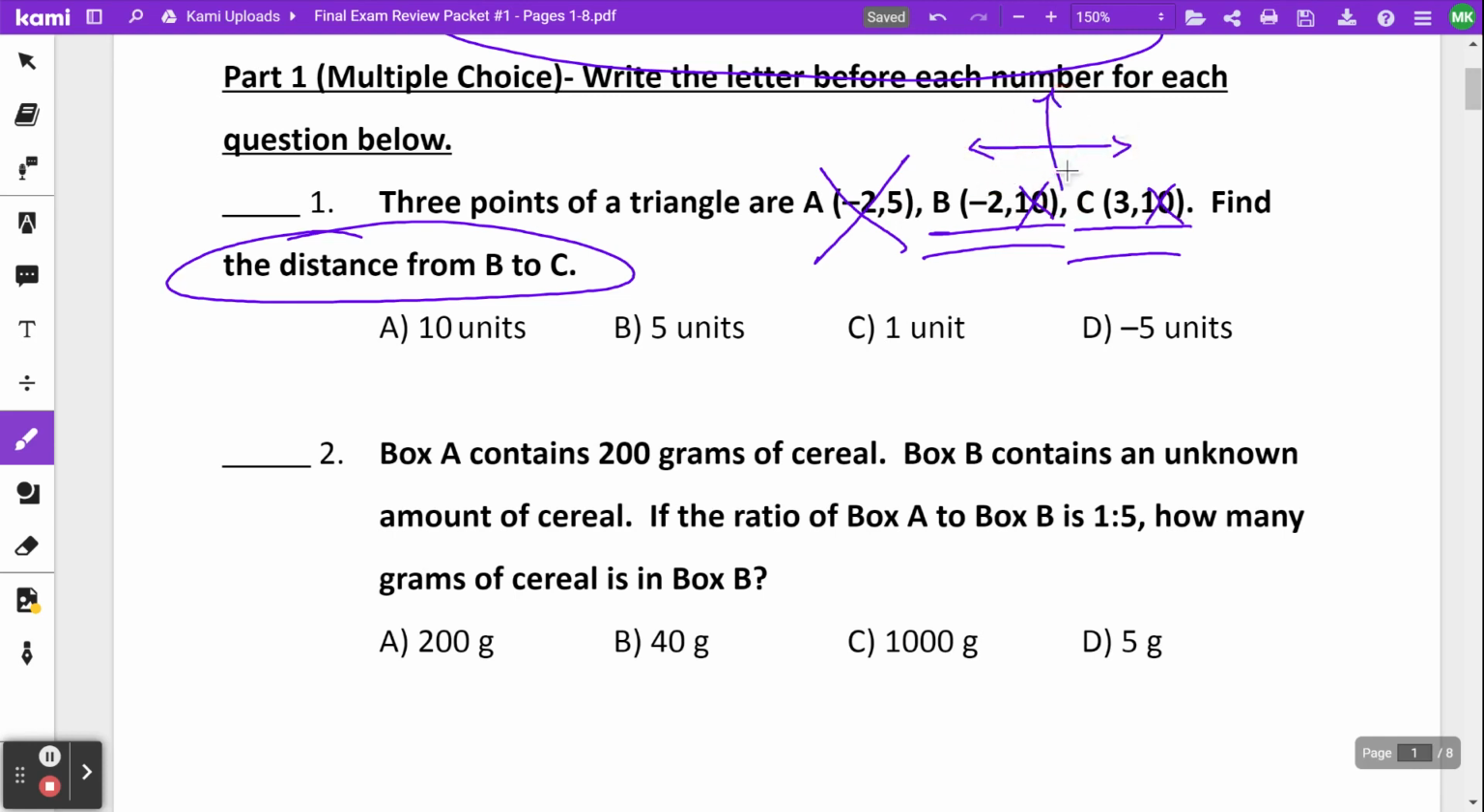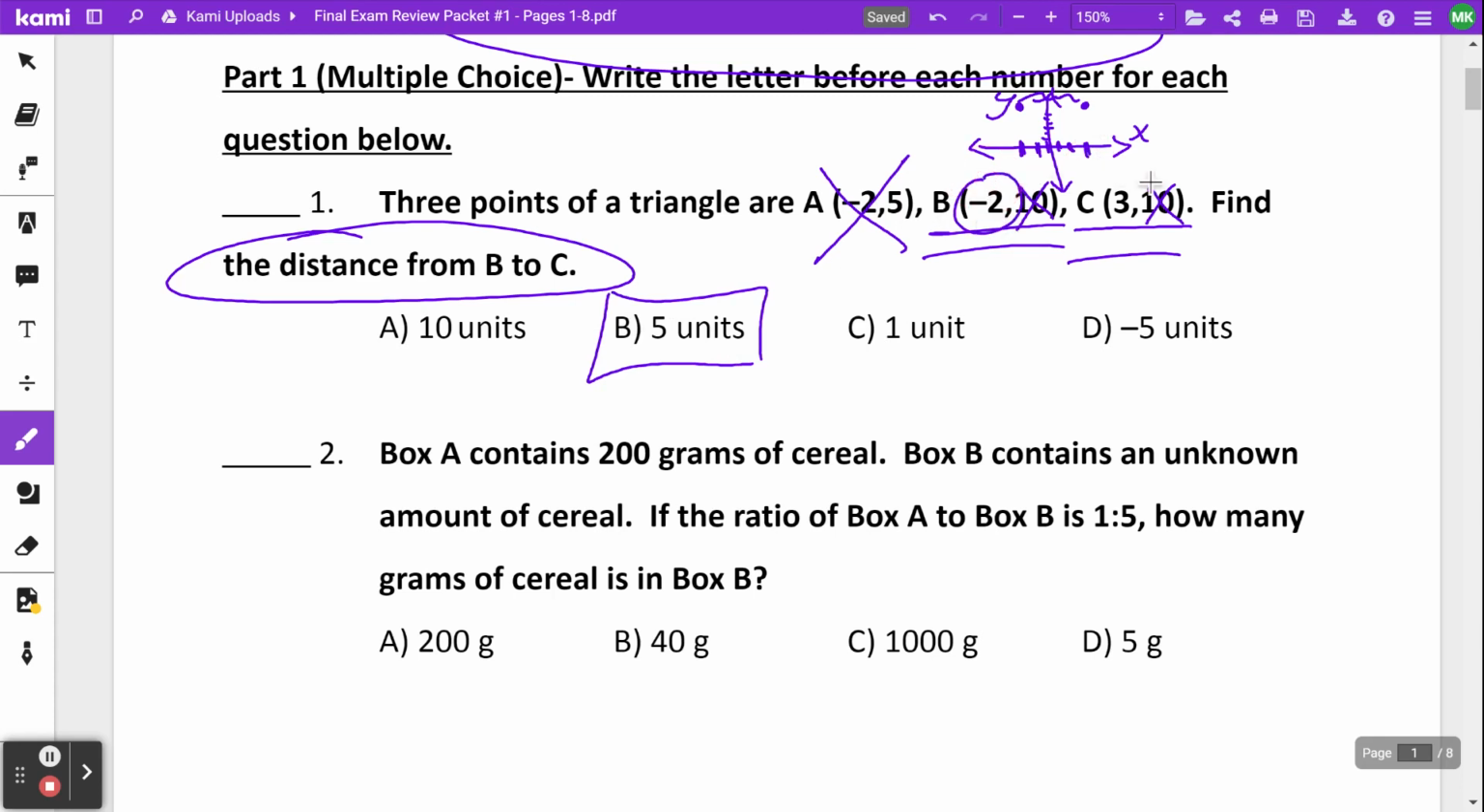Now, if I am going to throw this on a coordinate grid, right? If I have that negative 2 comma 10, that would be a negative 2. There's my X, there's my Y. 1, 2, 3, 4, 5, 6, 7, 8, 10. He's over here somewhere. And the other one is at a 3 comma 10. 1, 2, 3. He's out here somewhere. We're looking for that distance. Now we can count things out and say, hey, if that's a negative 2 here, that's 1, 2, 3, 4, 5 away, right? 5 units away.